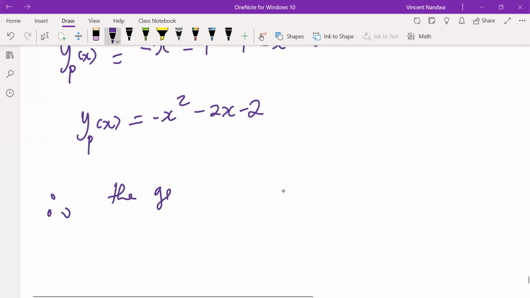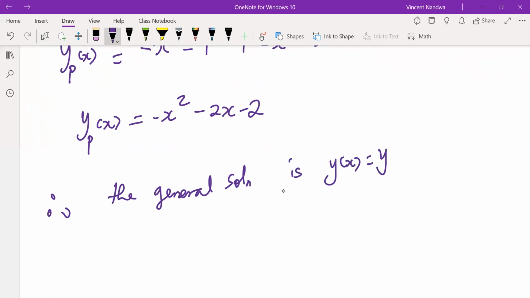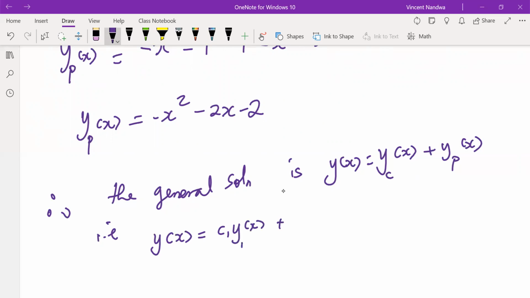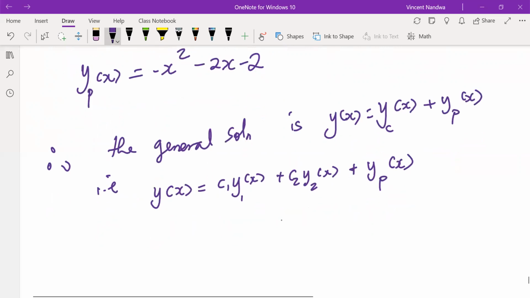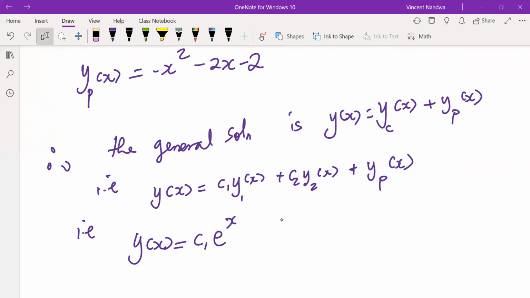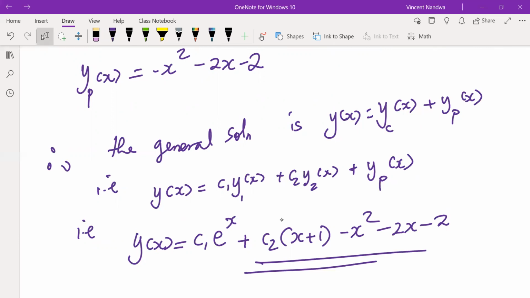Therefore, the general solution is y of x equal to the complementary solution plus particular solution, i.e. y of x, complementary is C1 y1 of x plus C2 y2 of x, now plus particular solution. So therefore, this will be y of x equals C1 e raised power x plus C2 x plus 1 minus x squared minus 2x minus 2. So this is the required solution. Thank you.